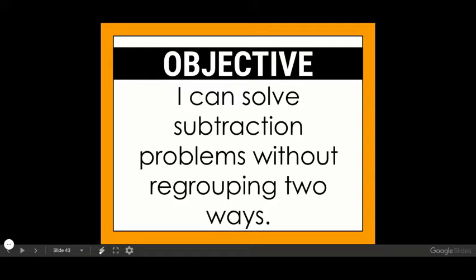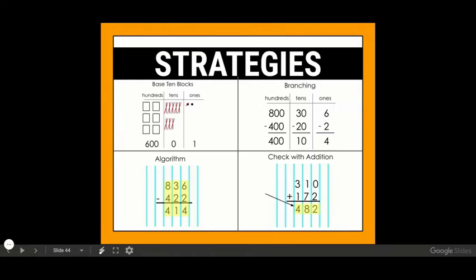The objective for today is I can solve subtraction problems without regrouping 2 different ways. So here are all the different strategies that we've learned for subtraction. With base 10 blocks, we draw out the hundreds, tens, and the ones. And then we start in our ones, we subtract the ones. Next, we subtract the tens, and then we subtract the hundreds.